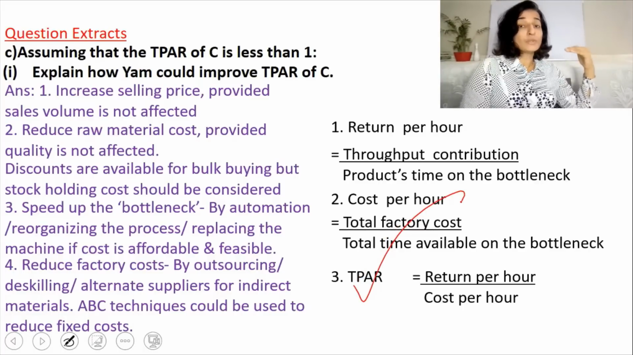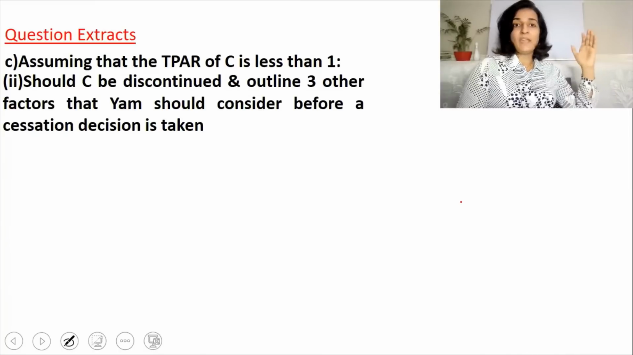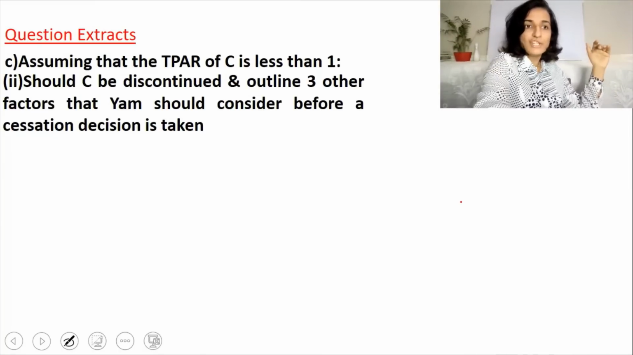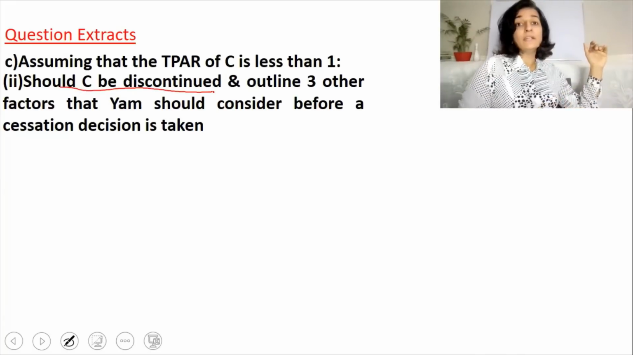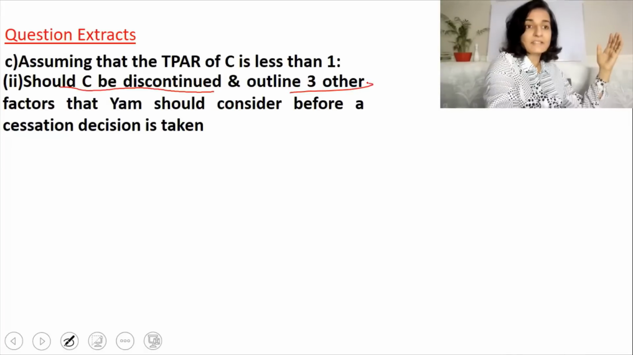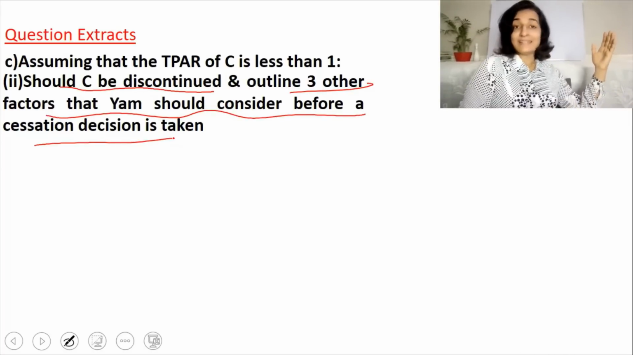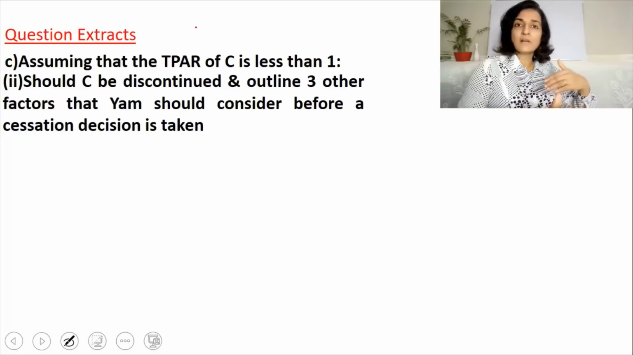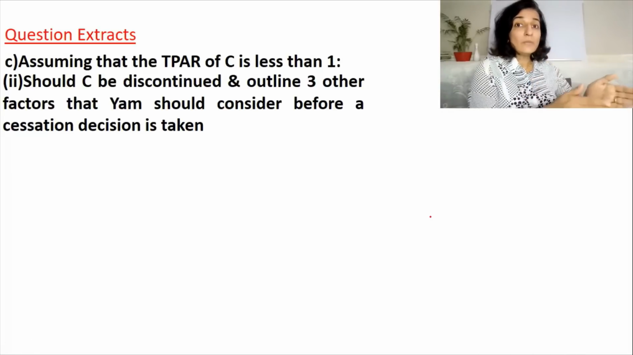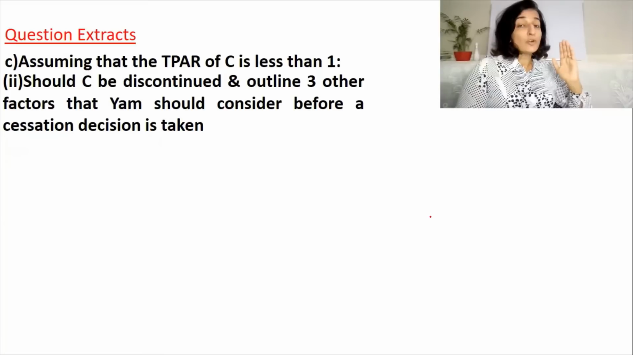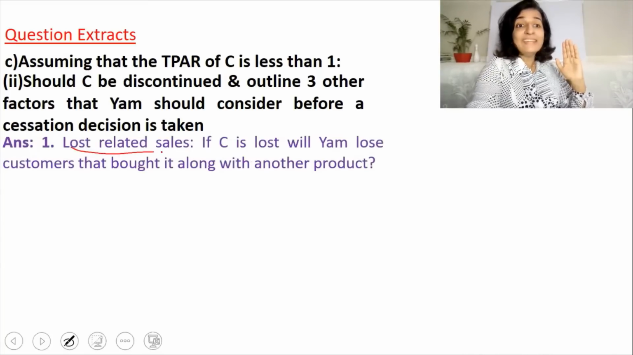Now, moving on to the second part of subpart C: assuming that TPAR of C is less than 1, should C be discontinued? And outline 3 other factors that YAM should consider before a cessation decision is taken. Say a customer comes up to buy C, and seeing product A, he buys that too. So there could be lost related sales.